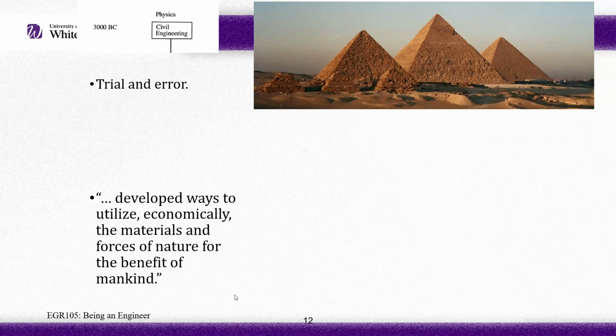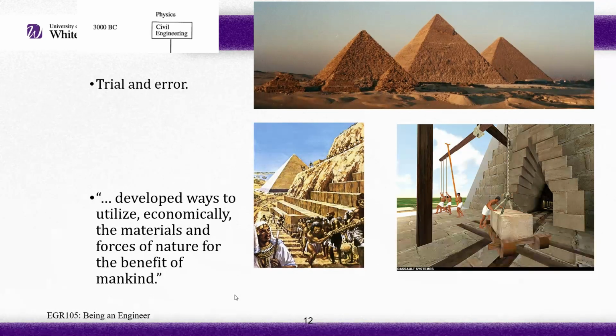By today's standards, these people would really be called engineers because they developed ways to utilize economically the materials and forces of nature for the benefit of mankind, right? They built these huge structures and things. They were like the first civil engineers, right? So that was 3000 BC.